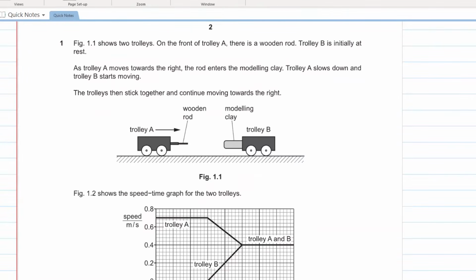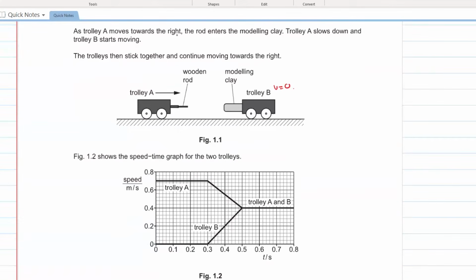Figure 1.1 shows two trolleys. On the front of trolley A, there is a wooden rod. Trolley B is initially at rest. That is, the initial velocity of trolley B is 0. As trolley A moves towards the right, the rod enters inside the molding clay. Trolley A slows down and trolley B starts moving.